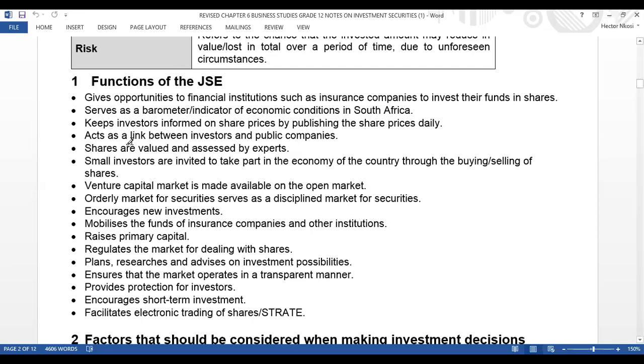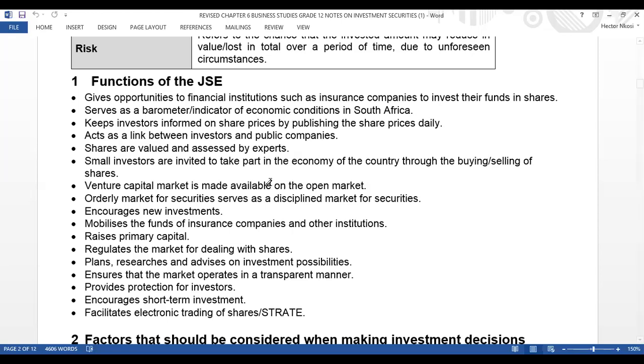Also, it acts as a link between investors and public companies, very important. So your Johannesburg Stock Exchange or Security Exchange acts as a link between investors and public companies. Remember, only public companies can be listed on your JSE. And also remember that if your company is listed on your JSE, it can issue shares, and it can use shares as one of its capital.